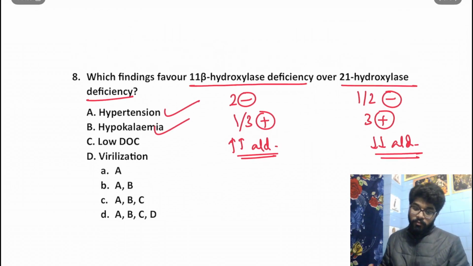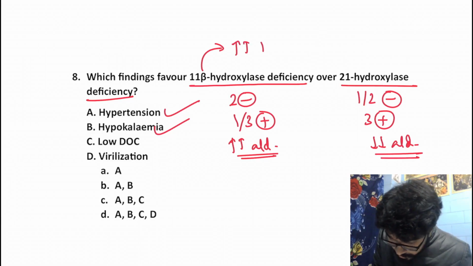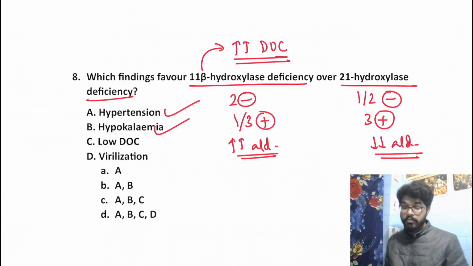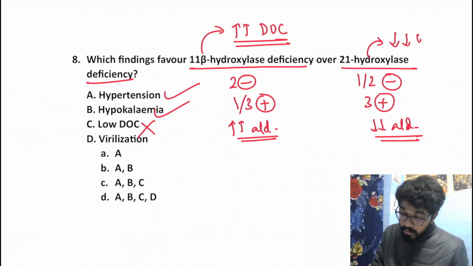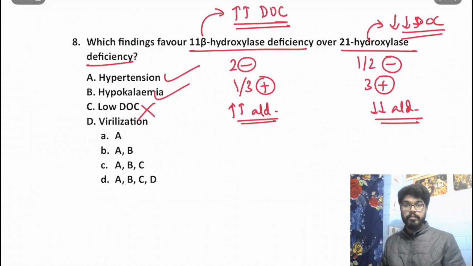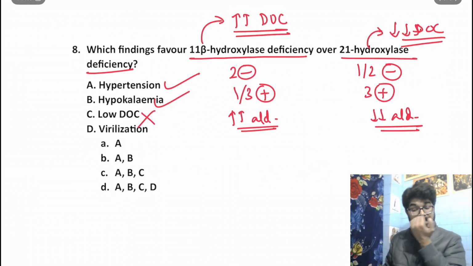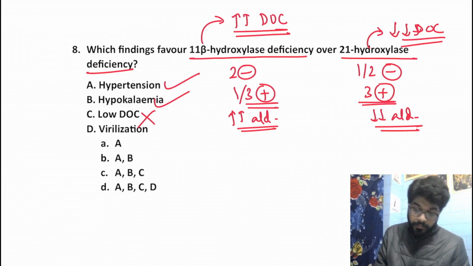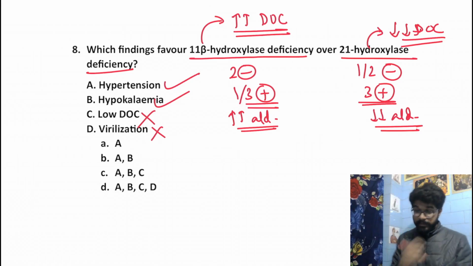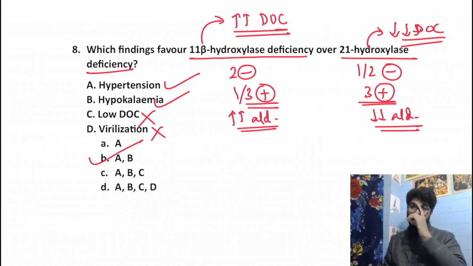Low DOC, no, we just read that due to 11-beta hydroxylase deficiency, there would be accumulation of 11-DOC or deoxycorticosterone, right? So low DOC is actually a feature of 21-alpha hydroxylase deficiency, not of 11. And virilization is due to this 3 component, and 3 is excess in both of them. So again cannot differentiate. Okay, so our answer should be A and B.